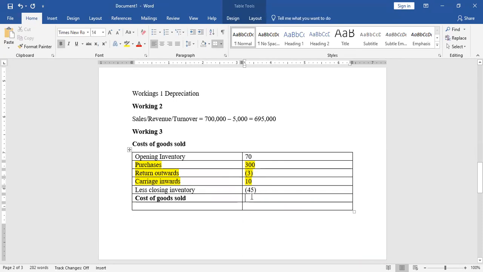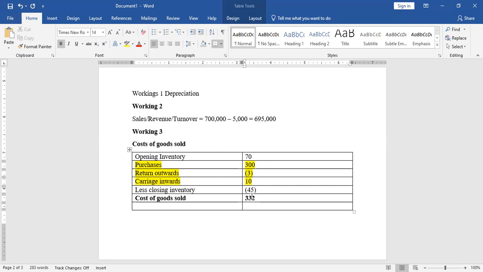Cost of goods sold, there we are. Opening inventory 70 plus purchases 300 minus return outwards, which reduces the purchases, 3, plus carriage inwards, which increases the cost of the purchases, 10, minus closing inventory, which is 45. And then I have 332. Is this the final answer for cost of goods sold?